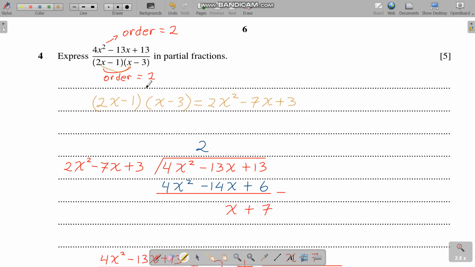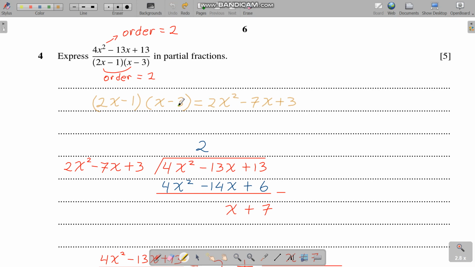you expand is also 2, so they have the same order, which means this is an improper algebraic fraction. We cannot use the usual method directly. We've got to use long division first. Now before we do the long division, let's multiply here 2x minus 1 times x minus 3. We expand everything. We have 2x squared minus 6x minus x plus 3.